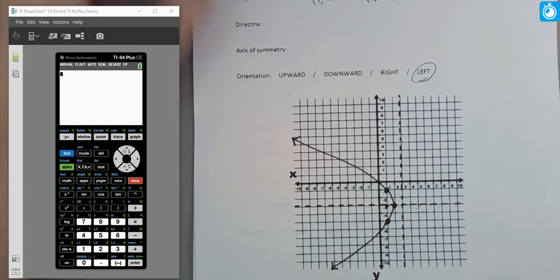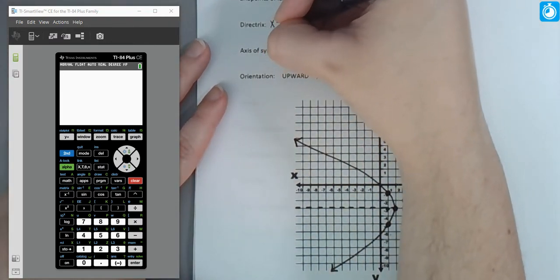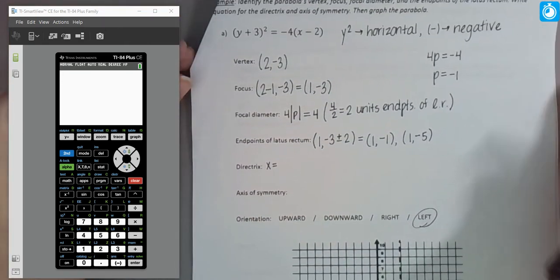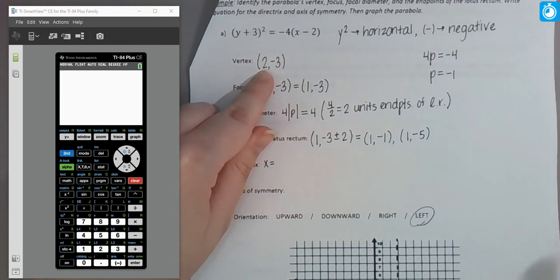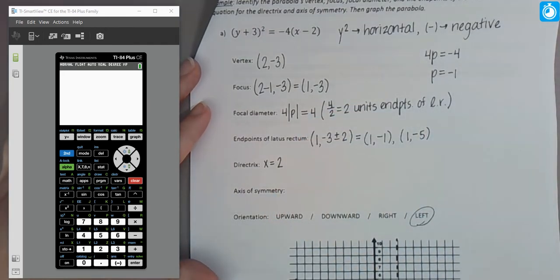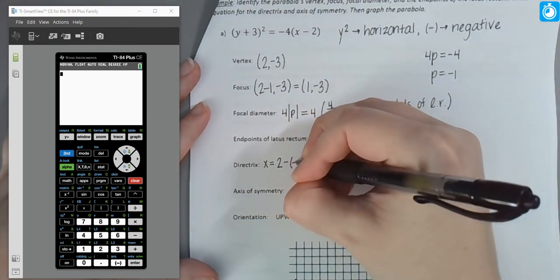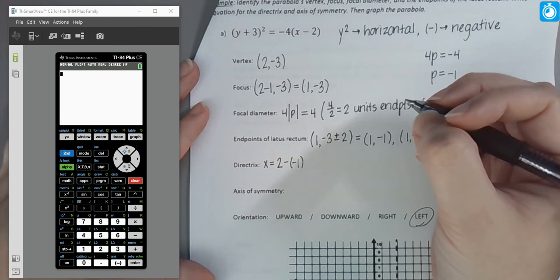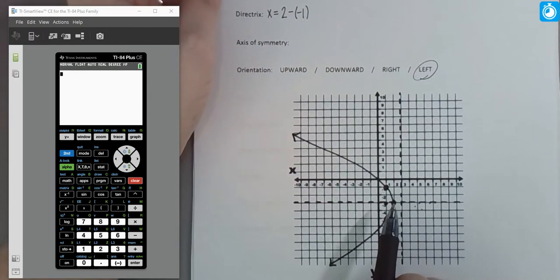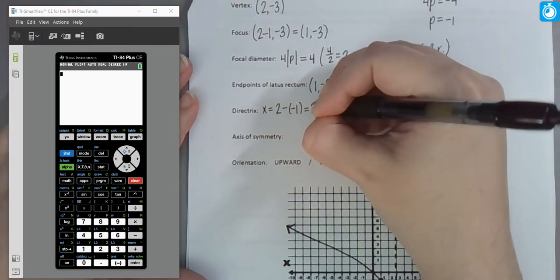So the directrix, number 1, we're looking at a horizontal parabola, which means the directrix is going to be vertical. It's going to be of the form x is equal to. Since we're going in relation to the vertex now, we're starting with the original x coordinate of the vertex, which is 2, and then it's negative p units away from that original x coordinate. So p is negative 1, so we're subtracting negative 1. It's always negative p units. So if p is negative, the focus is going to be to the left, and the directrix is going to be to the right in the positive direction. So 2 minus negative 1 is going to be 3.